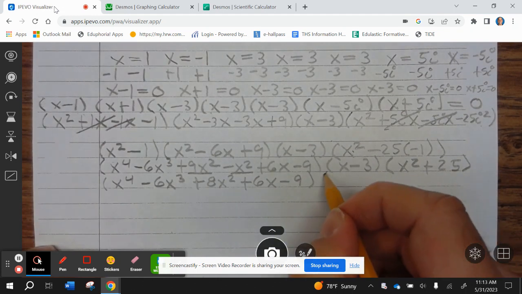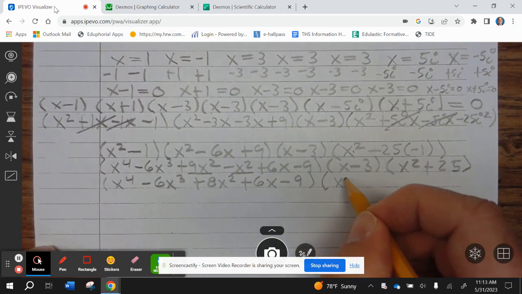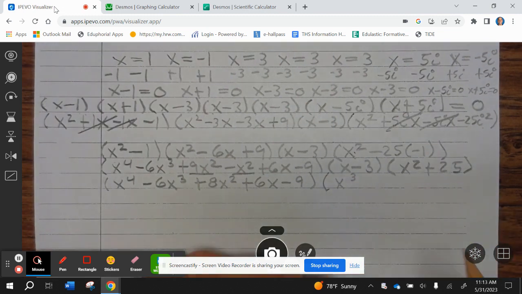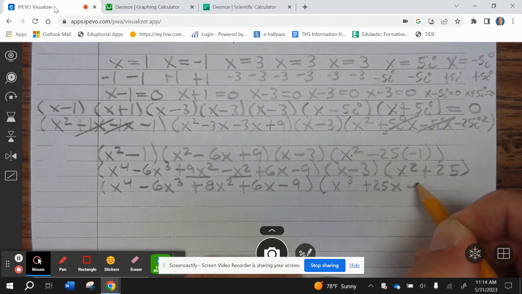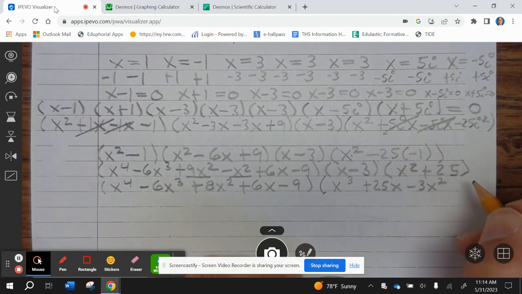And let's go ahead and FOIL this here. X times x is x cubed plus 25x minus 3x squared minus 75. And again, equal to 0.